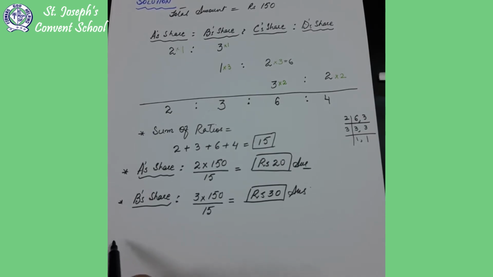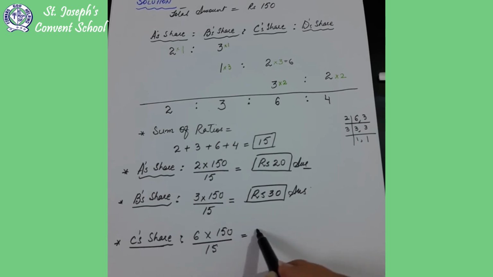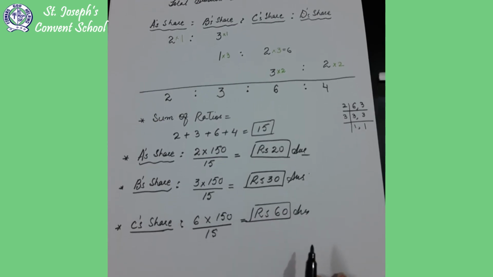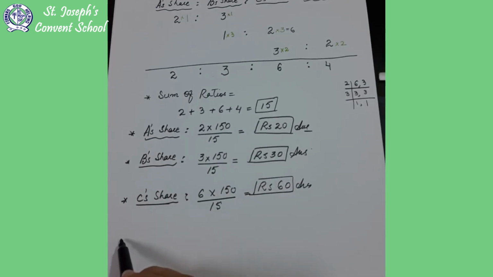Then C's share. C is 6 into total amount 150 divided by sum of ratios 15. After solving it, you will get rupees 60. This is the third answer. Now the last one is D's share.